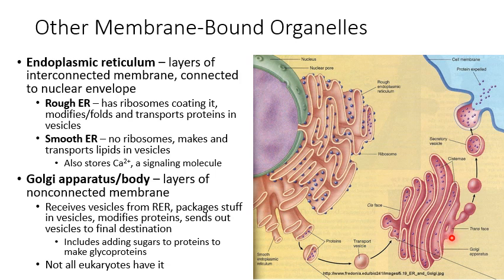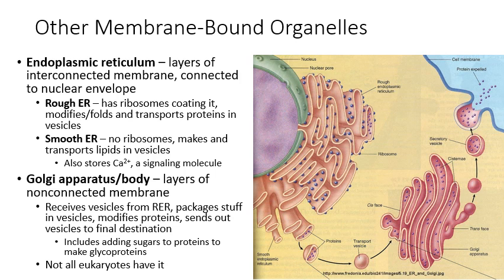And at the end, when it comes out the other side, it's going to go into a vesicle that will be sent to its final destination. So some of these proteins will be going to the cell surface, even outside the cell maybe, but some of them will be going to other locations inside the cell. Not every eukaryote has a Golgi apparatus. Most eukaryotes have it, but some don't.